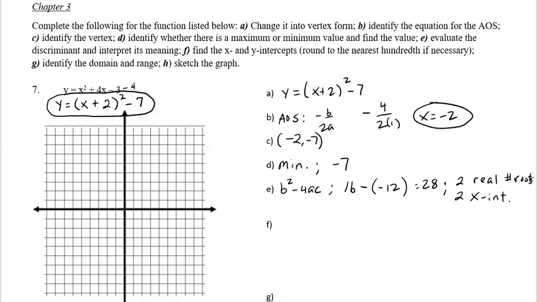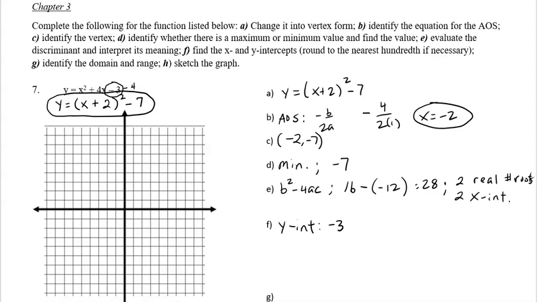So letter F is find the x and y intercepts. So let's do the y-intercept first. That's pretty simple when you're looking at standard form. That's the one big advantage of standard form versus vertex form, is this y-intercept is easy to spot. It's just that constant on the end. So the y-intercept is -3.